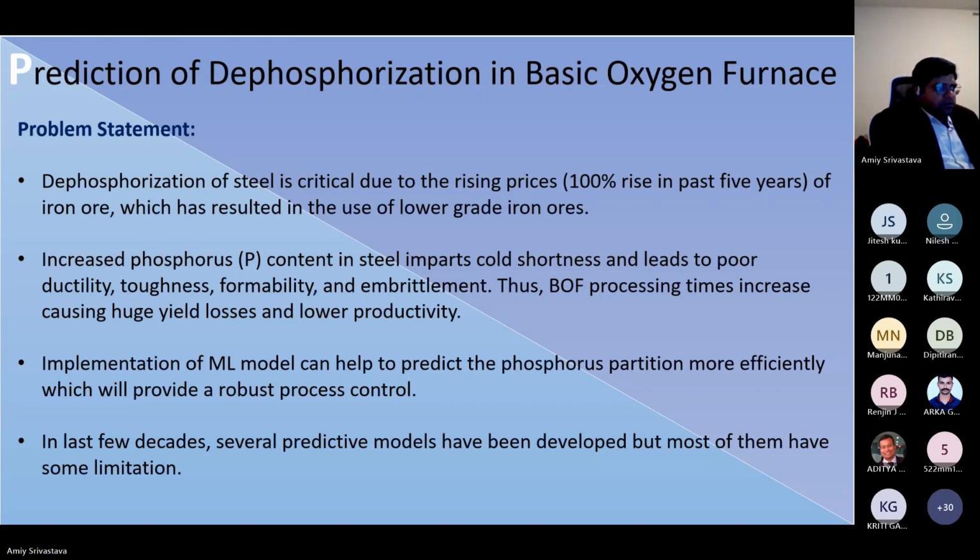And then the second one is that increased phosphorus content in steel imparts cold shortness. We know from our mechanical metallurgy and physical metallurgy that it leads to poor ductility, toughness, formability, and embrittlement. So BOF process times increase. Because we cannot afford that high phosphorus, we have to reduce it, and because of that BOF processing times are increasing. Suppose initially you were producing 30 heats per day, and if your processing time increases, now you are producing only 25 heats per day.